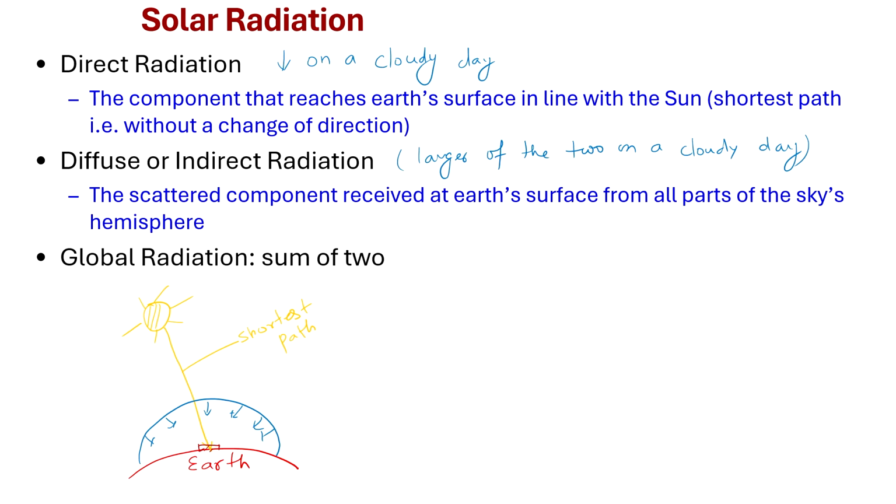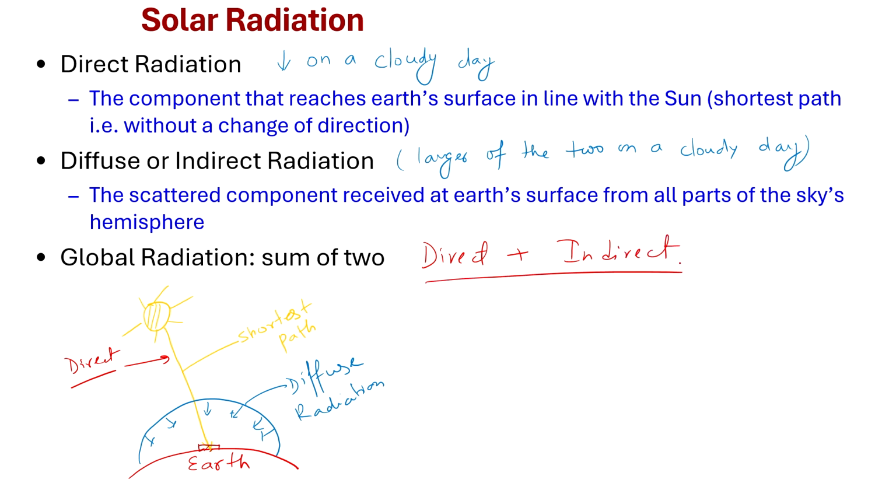So, essentially this is what we call diffuse radiation, and this will be your direct component. And the global radiation, we normally define radiation as global radiation when we conduct the measurement, because on any given day you will have both the components present. So, you need to account for both of them. The global radiation is basically the sum of both of them, that is direct plus indirect. Okay.